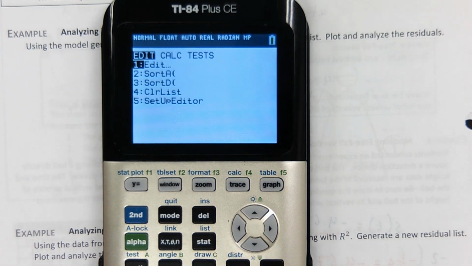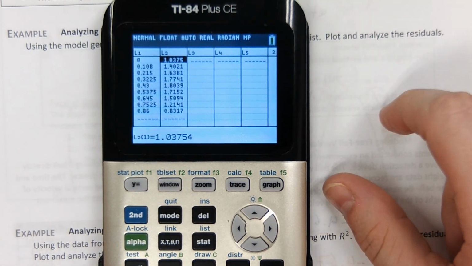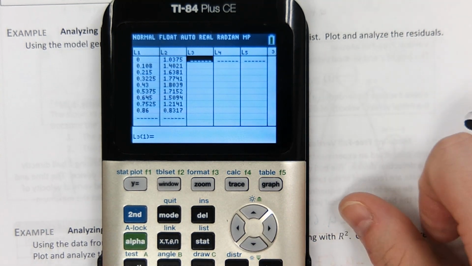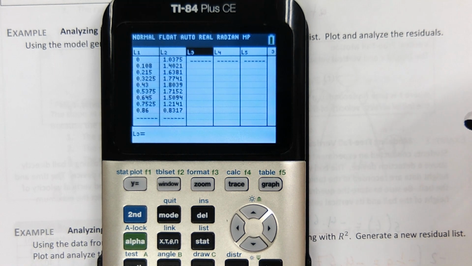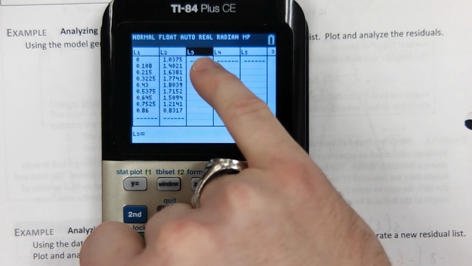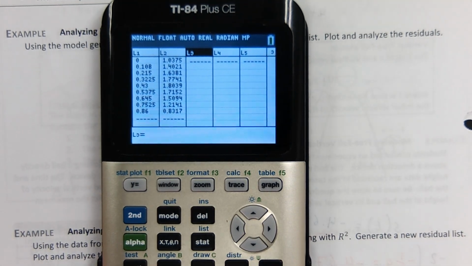Stat, edit. Don't clear anything. Go to L3 and scroll up to L3. We're about to give L3 a command. This is like Excel. Have you ever put an equation into Excel and then it calculates things for you? We're about to do that. We're about to assign an operation, so to speak, to the entire list. Pay attention, here it comes, guys.